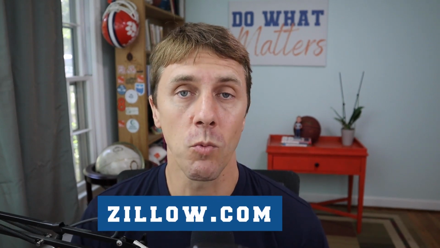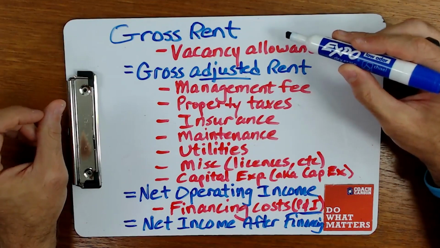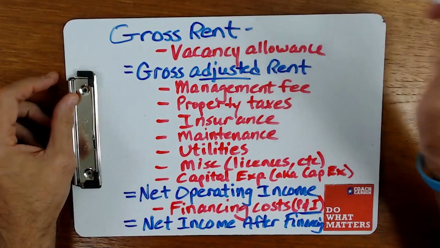You can also use some tools online, like Zillow has a rental manager. You can use another tool called Rentometer, which I also use. Either one of those are free tools to try. I think with Rentometer, you have to pay for a kind of permanent professional account. But in either case, it can help you figure out what a property rents for, and you're going to plug that in. Whether it's a house or a fourplex, you're going to plug that in to the gross rent.